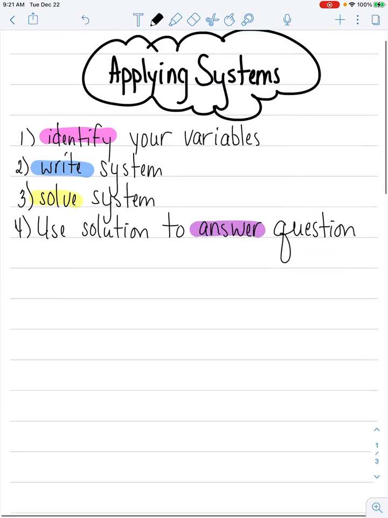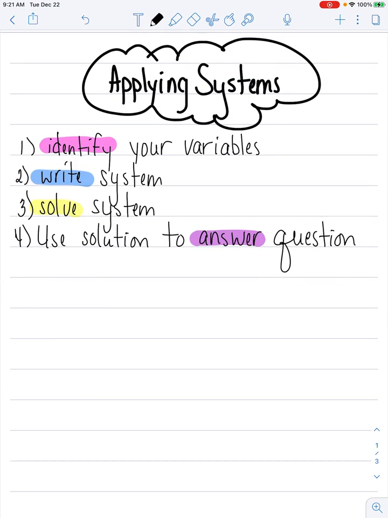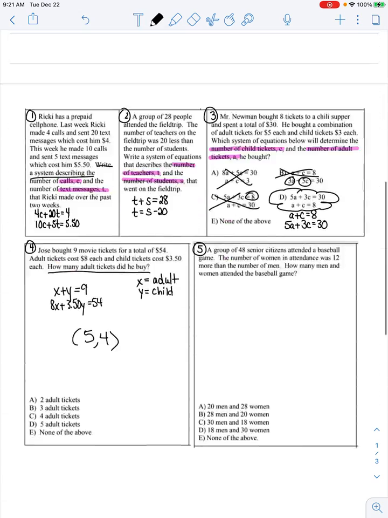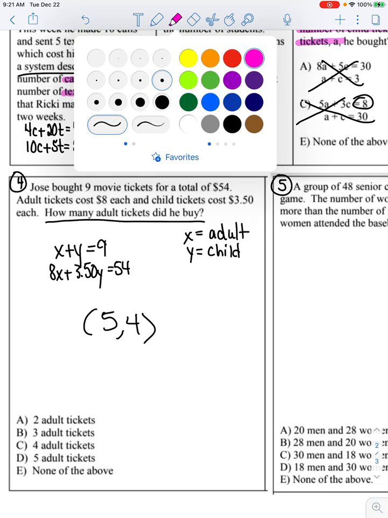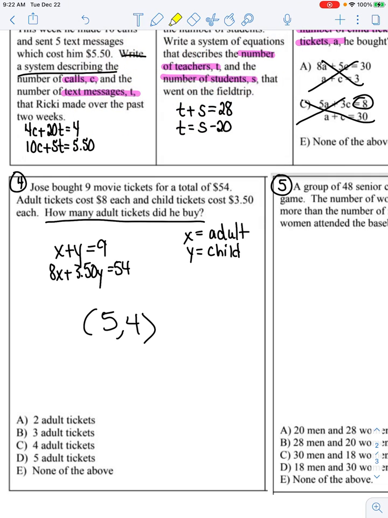And again, I'm looking at these steps. I solved the system. Now I want to use the solution to answer my question. The question said, how many adult tickets did he buy? I said adults were represented by the X. My X value here is 5. So my answer is 5 adult tickets.